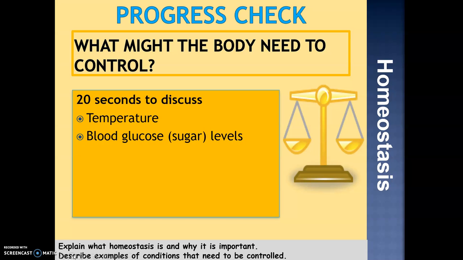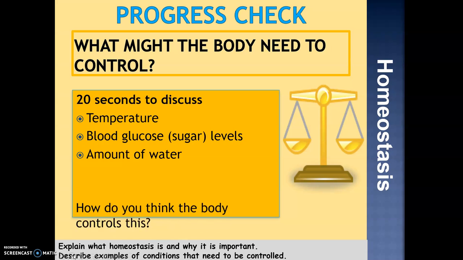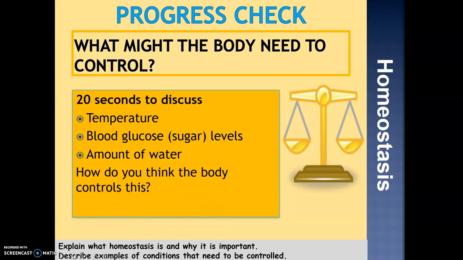Another thing we need to control, which is obvious, is the amount of water. It is very important that we've got water in our body. That's why sometimes we feel dehydrated and we need to drink water. Now, how do you think the body controls this? This is one question. Another question is, why do you think this needs to happen? Have a think about that.